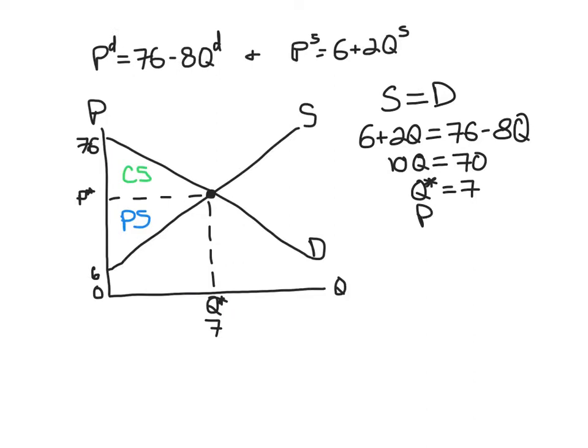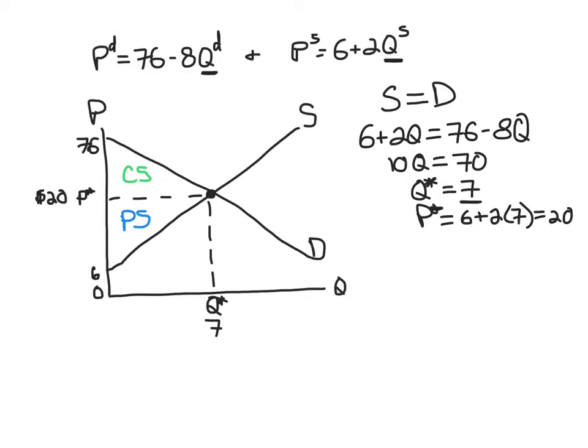And then P star, to get that, we just take this 7 and we plug it in either here into the supply curve or here into the demand curve. And either one will give us the same answer. I'm going to do the supply curve because it looks a little simpler to me. So 2 times 7 is 14, plus 6 makes 20. So the equilibrium price over here is $20. All right, so now we're ready to calculate our consumer surplus and our producer surplus.